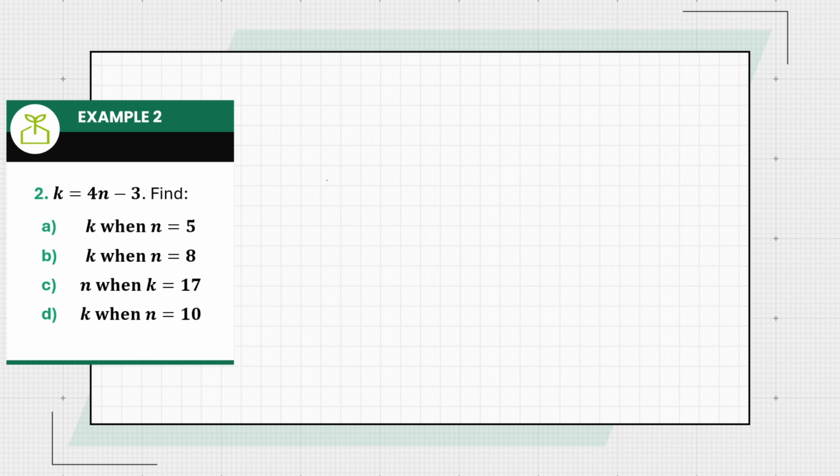Okay, let's get started. So for our practice question here, we have k is equal to 4n minus 3. And again, this might be in relation to any number of things. It could be a very useful formula, or it could be something simple for determining how many things we need to stock on a shelf. So let's start out with A and say k when n is equal to 5. That means k is going to be equal to 4 times 5 minus 3. Okay, and then k is going to be equal to 20 minus 3. So k is equal to 17.